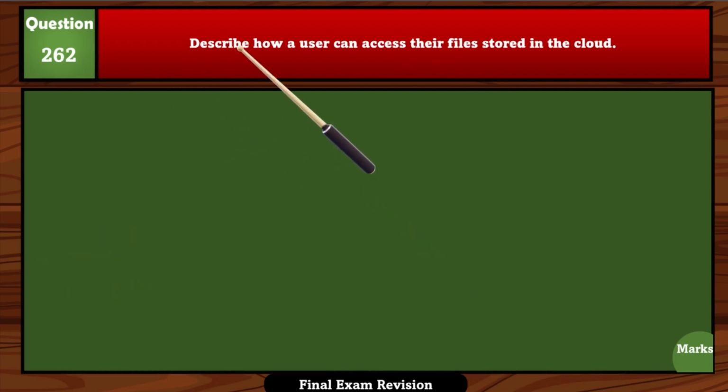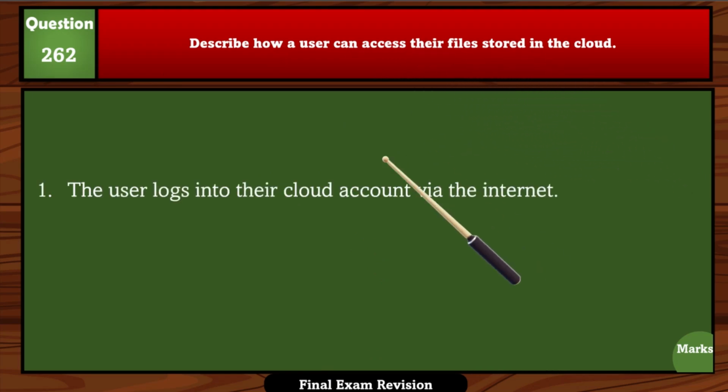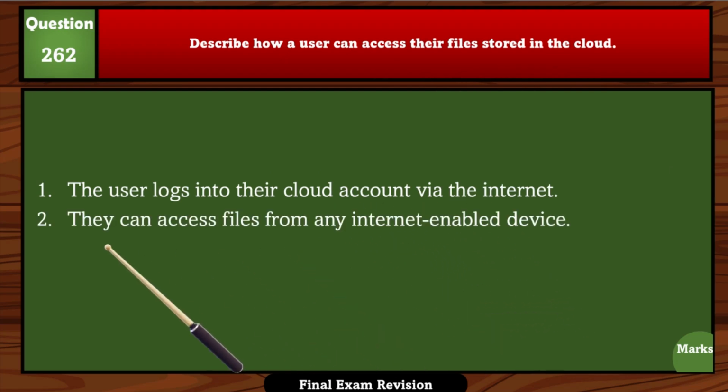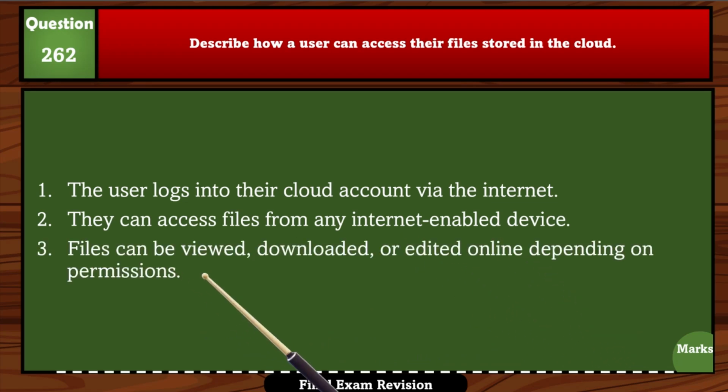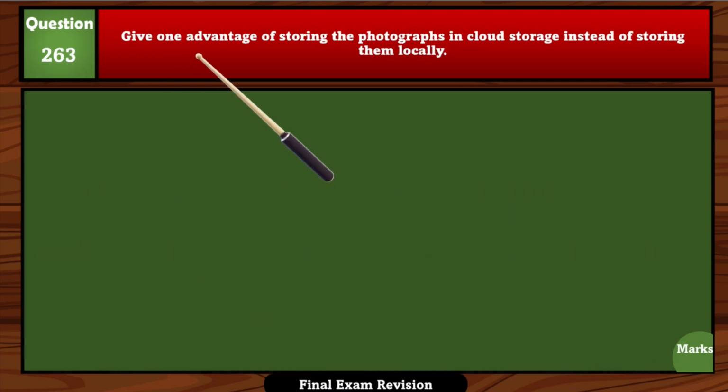Question 262: describe how a user can access their files stored in the cloud. Number one, the user logs into their cloud account via the internet. Number two, they can access files from any internet-enabled device. Files can be viewed, downloaded, or edited online depending on the permissions. Question 263: give one advantage of storing the photographs in cloud storage instead of storing them locally.